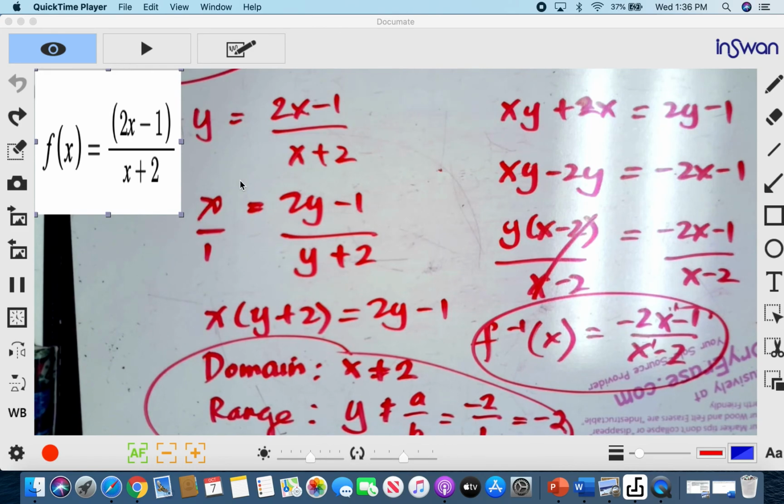So therefore, the conclusion: to find the domain and range of our inverse function, all you have to do is flip the domain and range of our function itself.